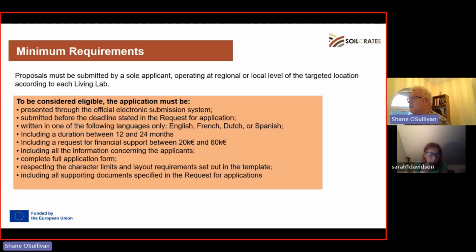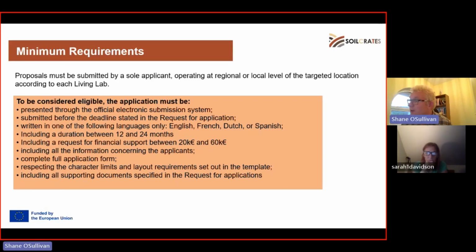So the 60,000 euros is where maybe the experiments are taken across several farms and therefore would allow for such a higher amount of money to be provided. If it was in a single farm holding, we would imagine that the grant would be in the range of 20,000.